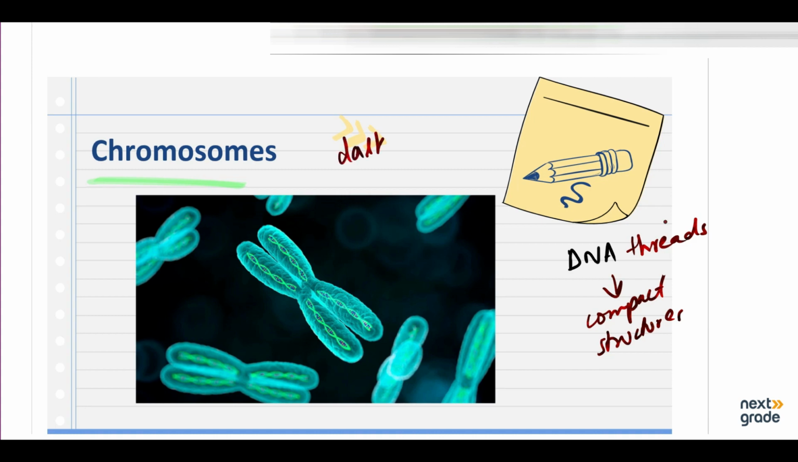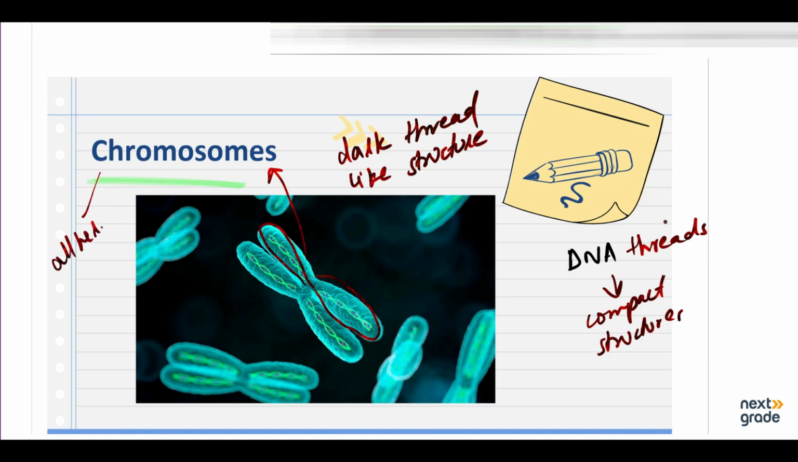That dark thread-like structure is known as chromosomes. If you can see in the diagram that is being shown on the screen as well, this thread-like structure here is called chromosomes, right? It contains all the hereditary information. So this is what the chromosome looks like.